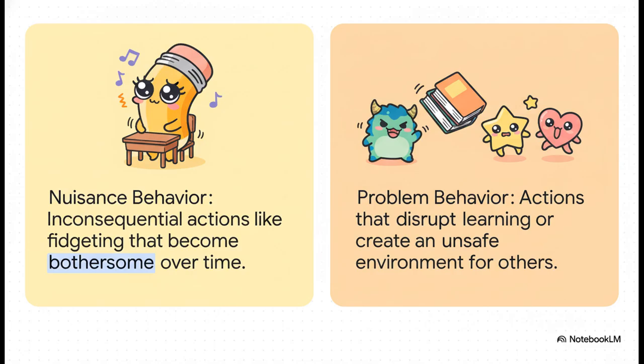Nuisance behavior, that's the small stuff. The constant fidgeting, a student being off task for just a second, yeah, it might get a little annoying over time, but if you look at it in isolation, it's not a huge deal. Problem behavior, on the other hand, is different. That's what actively disrupts learning, pulls other kids off task, or even makes the room feel unsafe. Your response has to match the category.